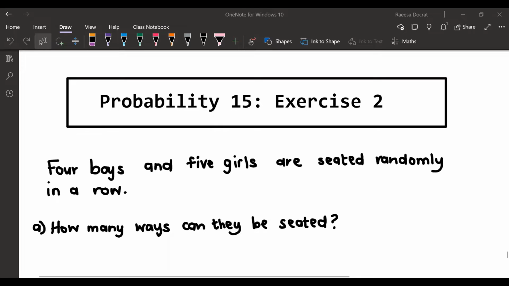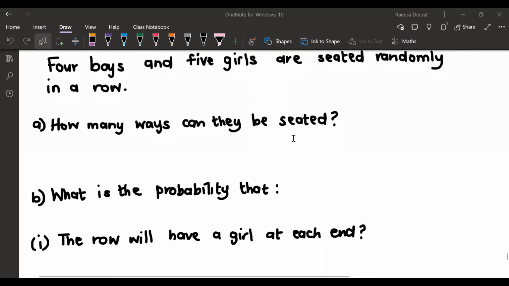So we have the following question. 4 boys and 5 girls are seated randomly in a row. How many ways can they be seated? So what we're going to do for the first question is use the fundamental counting principle.